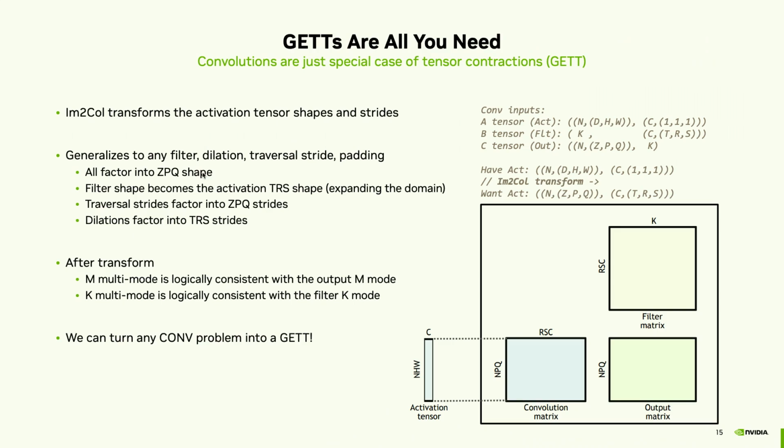The IM2call transform is a transformation that we apply to the shapes and strides of the activation tensor that turns the problem from a convolution to an implicit gem. And after this transformation that takes into account the filter, dilation, traversal strides, and any kind of padding, we can make sure that the M dimension of the activation tensor is a multimode that is logically consistent with the output matrix, and the K multimode of the activation tensor is consistent with the filter dimension TRS. And then that's it. We have transformed our problem using IM2call transformations into a tensor contraction. And this is exactly why we don't need the full generality in the convolution problem shape, because it turns out convolutions are just a special case of contractions.